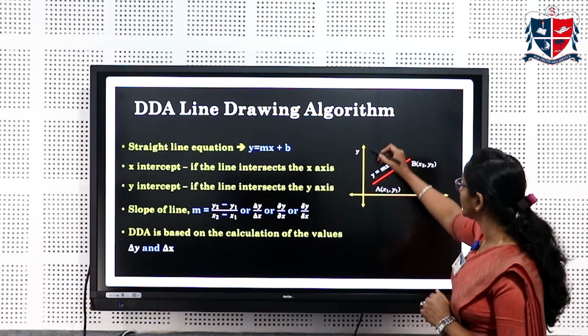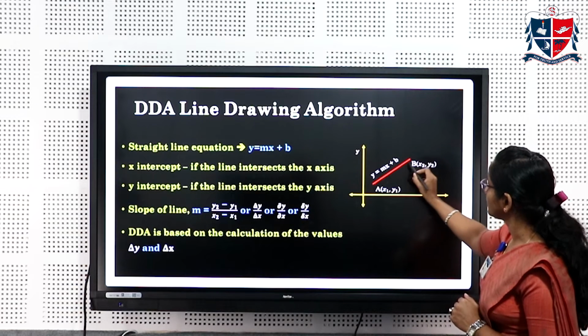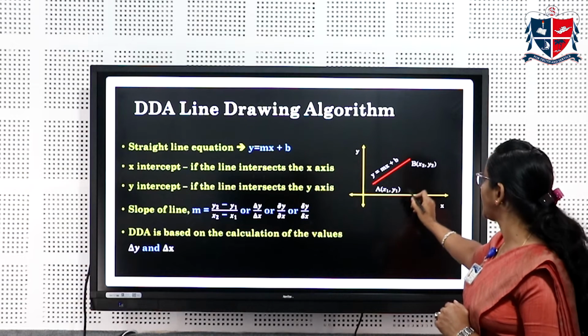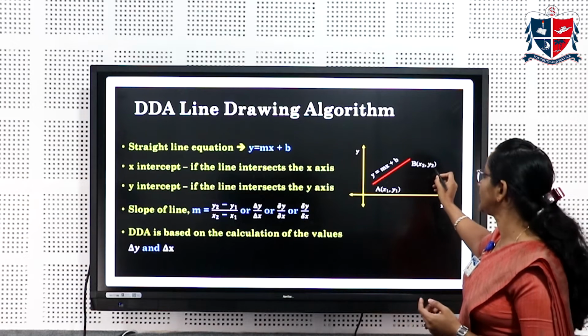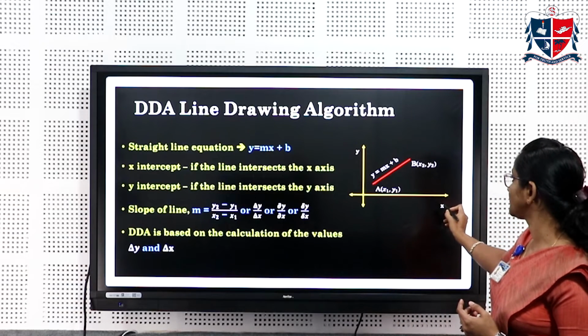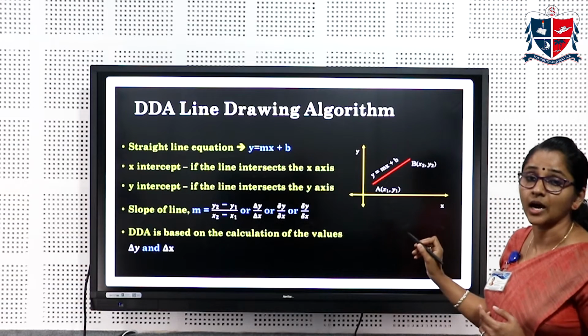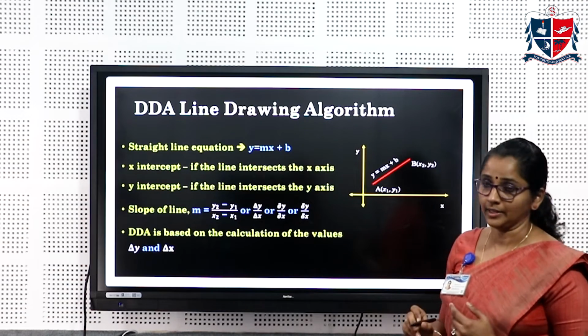Now moving on to the example. So this is a straight line, A, B. A is the starting point marked as x1, y1, and B is the end point marked as x2, y2. And these are the y coordinate and the x coordinate. This is how we are going to interpret a computer screen while drawing a line.